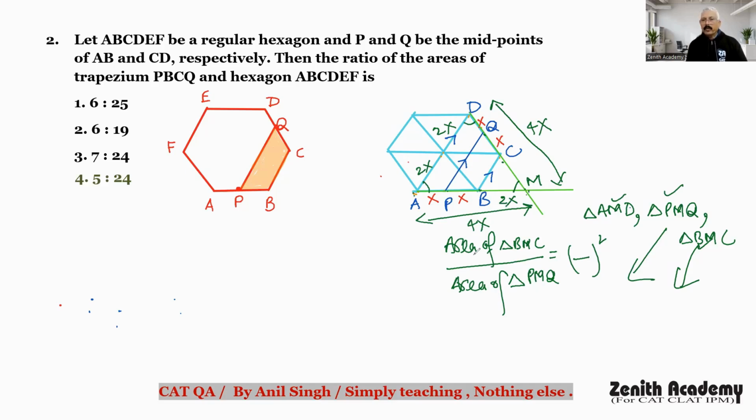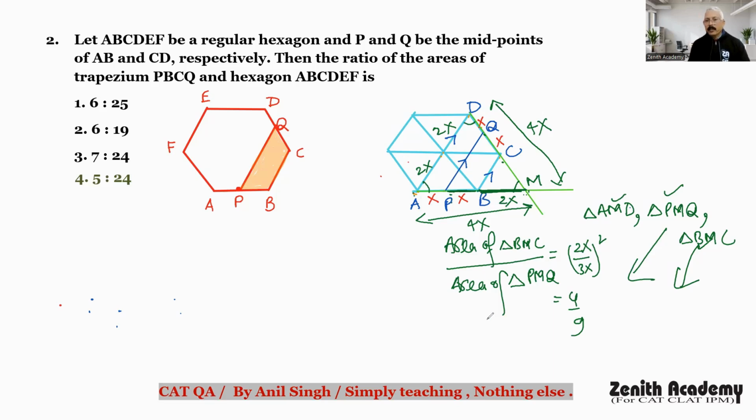So corresponding sides of triangle BMC, if I take this BM, BM is what? 2x. And PMQ, this is 2x and this is x. So x plus 2x means 3x. So it is 4 by 9.